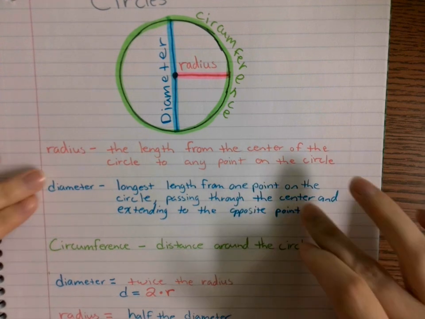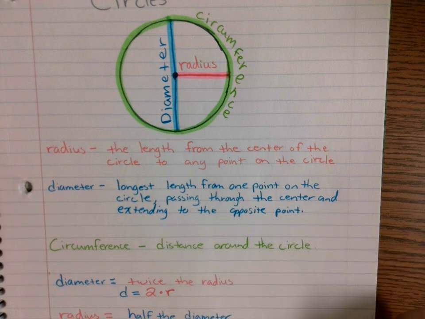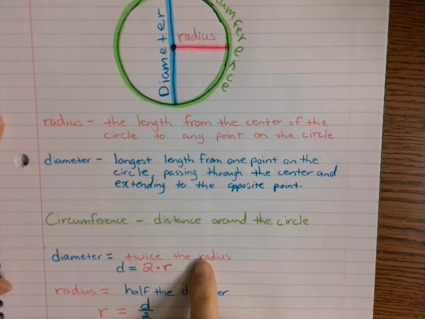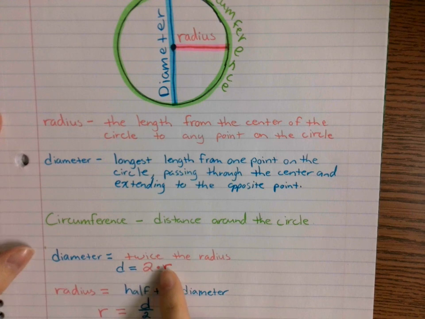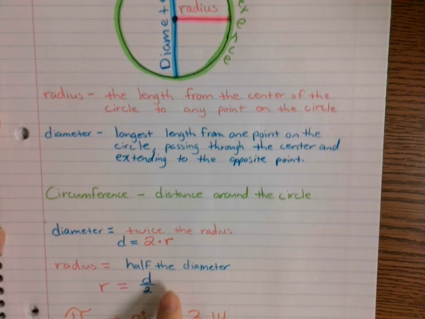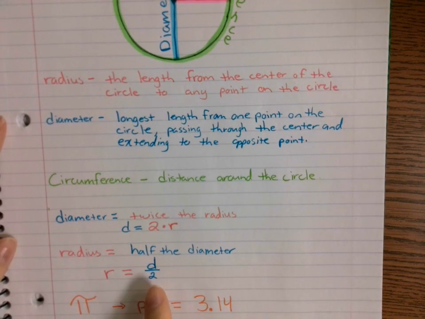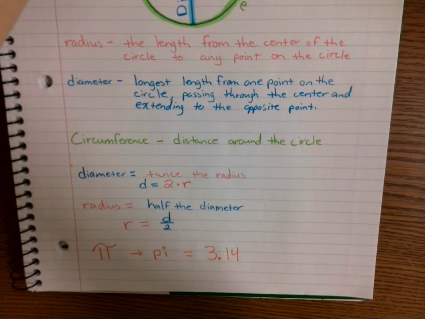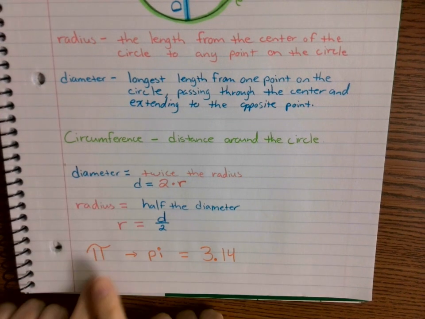We also talked about how if you were given the radius, you could double it, and that would give you the diameter, right? Twice the radius is equal to the diameter, and half the diameter is equal to the radius. And then, of course, we had our infamous measurement of pi, which is 3.14.